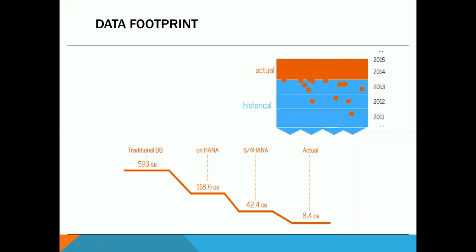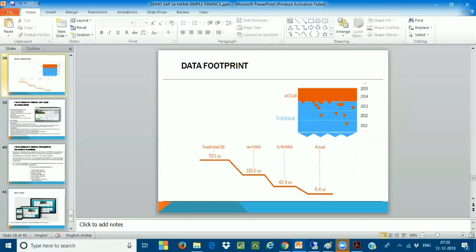And the remaining 34 GB will be available in your historical data now. So out of 1 TB of in-memory, only 8.4 GB of data is available in the actuals, that is, the current, and the remaining 34 GB is available in the historical. That is what I am calling cold storage and hot storage. See the compression of the data.